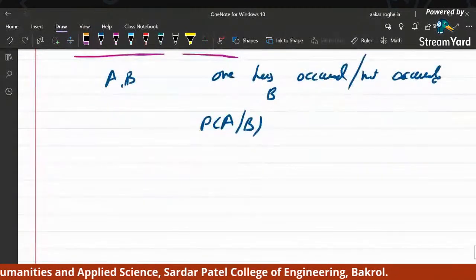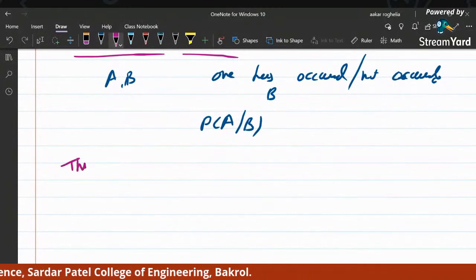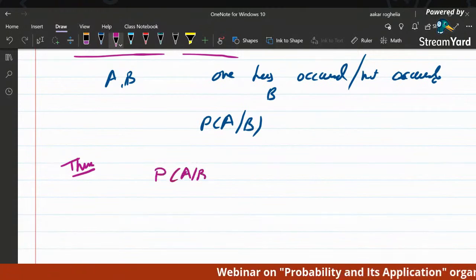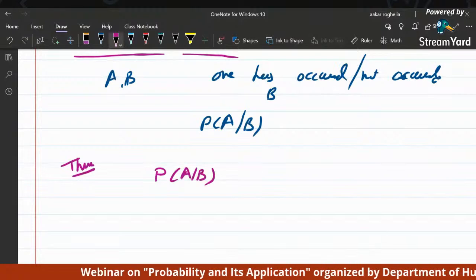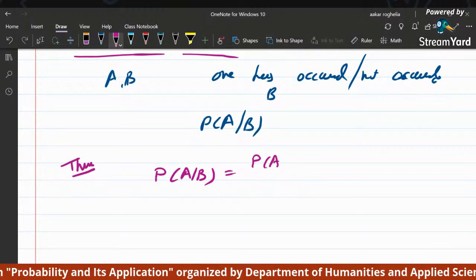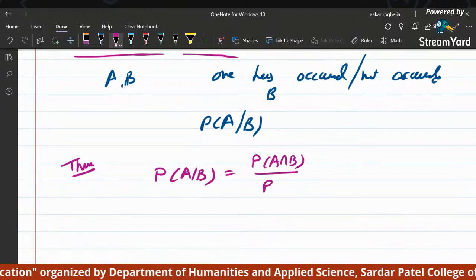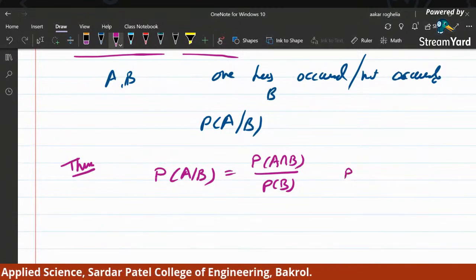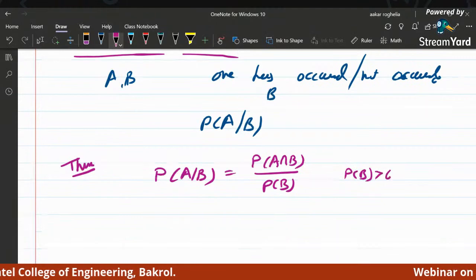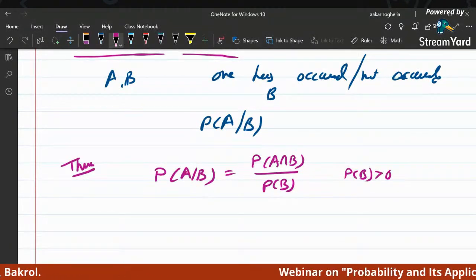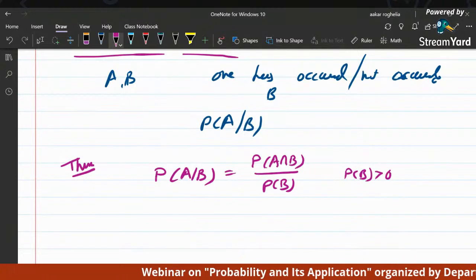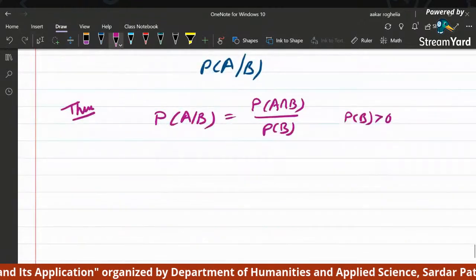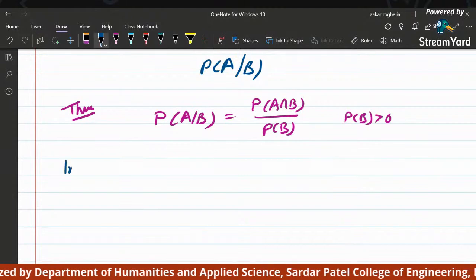For that also theorems are available. As we are not going into the proofs of the theorem, let me tell you that whenever you want to find P of A given B, it is the same as P of A intersection B divided by P of B. And similarly, P of B given A you can find out. Of course, here the condition is that P of B is positive. If it has occurred, then only we can talk about it. This particular information will give you information about dependent or independent events.